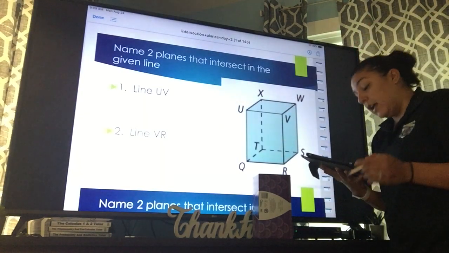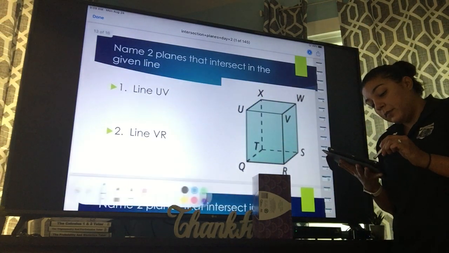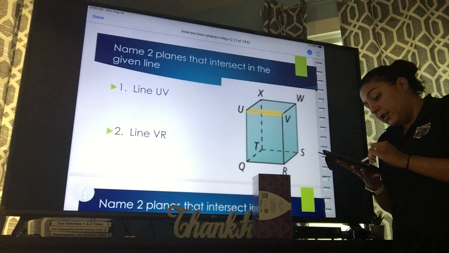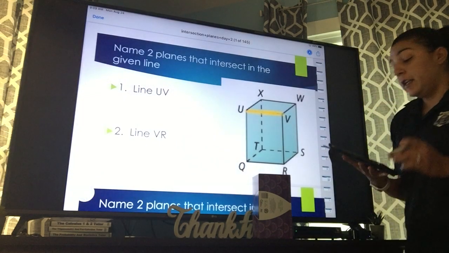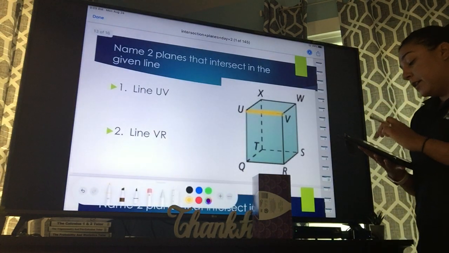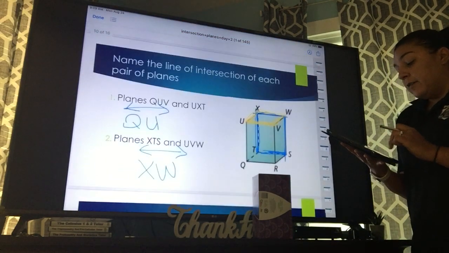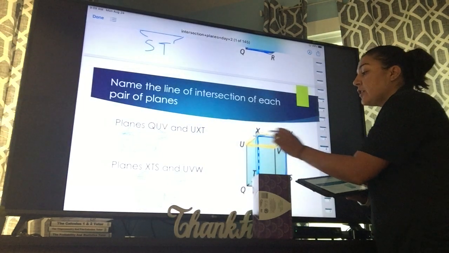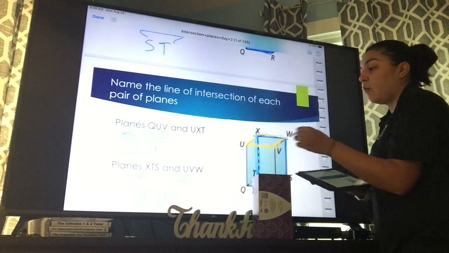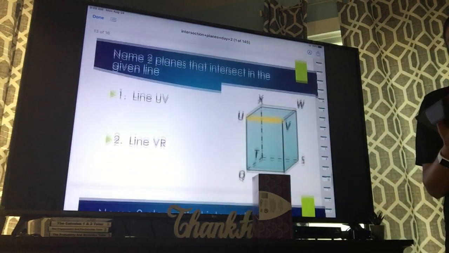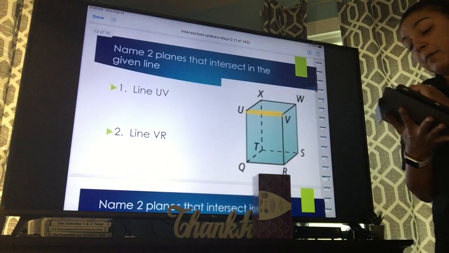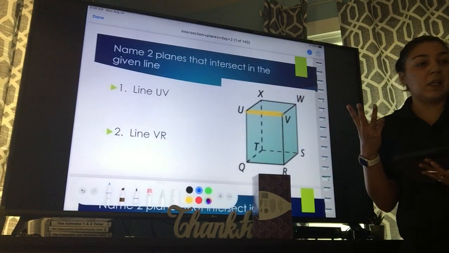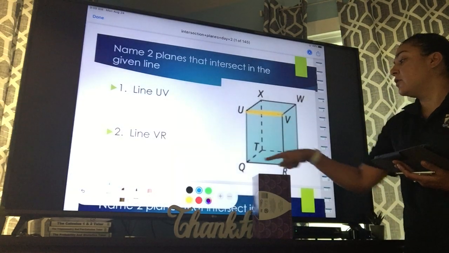Okay, so our line is UV, so that's up here, and we need two planes that intersect that. So it's just like on the flip side of up here where we had, well, the line that was both colors, okay, and you had to pick. Now they're just giving you the line that's both colors, and you have to pick which two planes are touching it. Okay, so line UV, and it might even be easier to name them 4 rather than 3, because with a plane we usually use 3 capital letters. It might be a little bit easier to just use all 4.